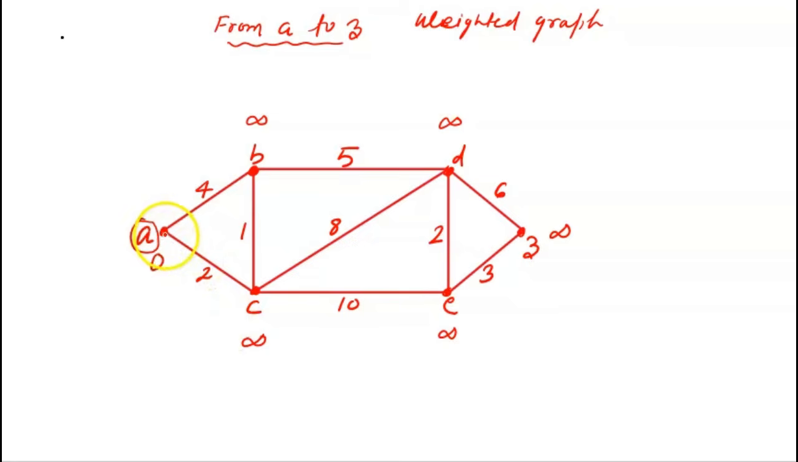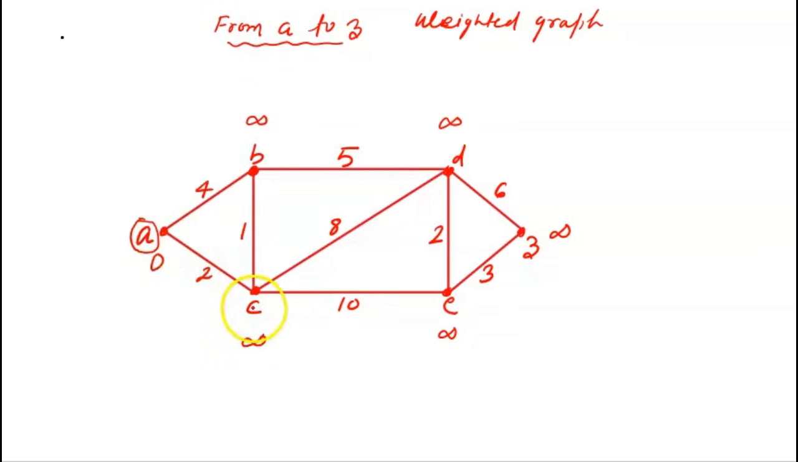I am going to look at all the vertices which are adjacent to A. There are two vertices adjacent to A, that is B and C. So I am going to relabel the vertices B and C. Relabeling should be done only when we get a smaller label than the already assigned label to that vertex. Here the vertex has been assigned infinity, so any label will certainly be smaller. So let us relabel it.